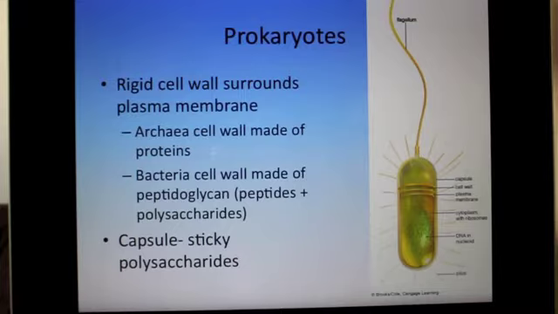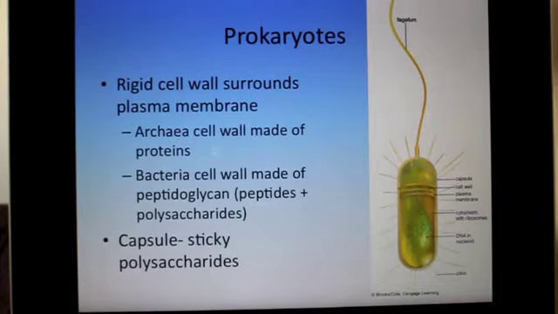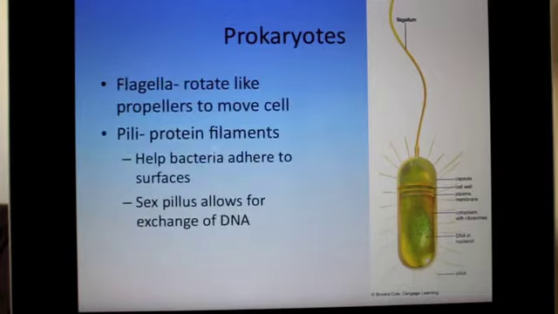Peptidoglycan. Let's say that 5 times fast. Peptidoglycan. Very fun word. So this peptidoglycan is a mixture of peptides, which are proteins, and polysaccharides, which are sugars, which make it nice and goopy. And then on the very outside there is the capsule, which is sticky polysaccharides, sticky sugars. The bacteria secrete these so that they can stick onto things.